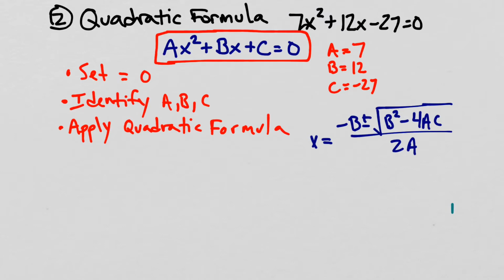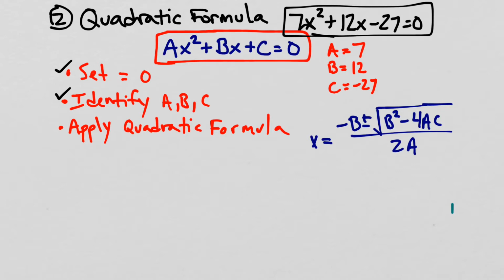The second method is something called the quadratic formula. Okay, so with the quadratic formula, the first step is exactly the same: set it equal to 0. We already have that here, using the same problem, just with a different method. This is after I moved the 27 to the other side. You set it equal to 0. We identify a, b, and c. Again, a, b, and c come from the general format of a quadratic. So in this case, a is a positive 7, b is a positive 12, c is a negative 27.